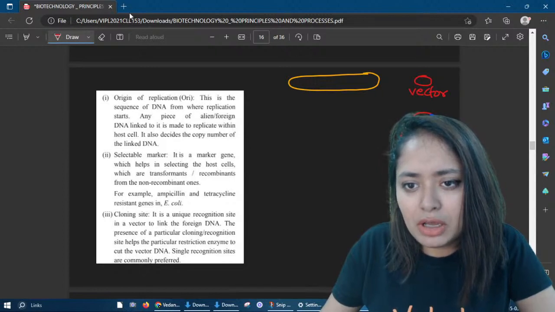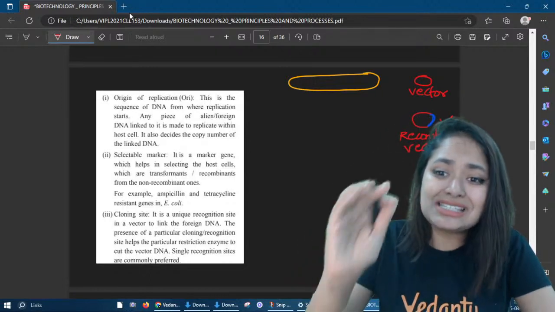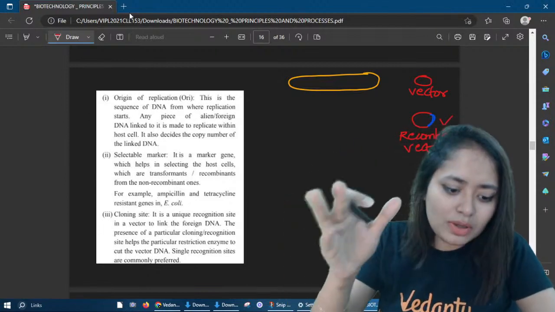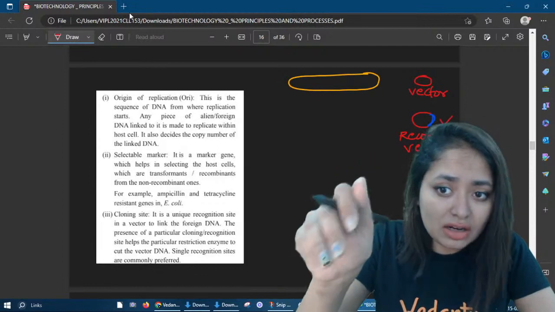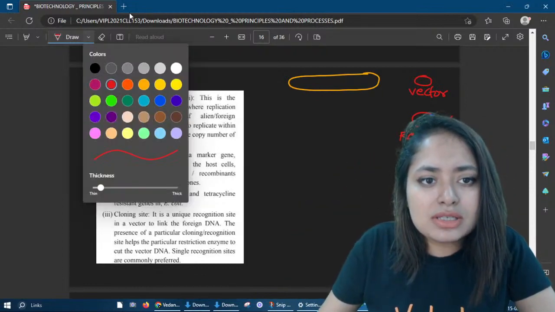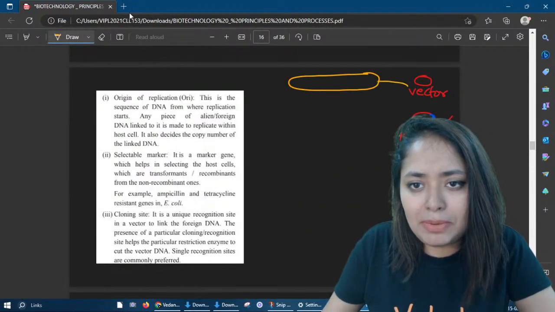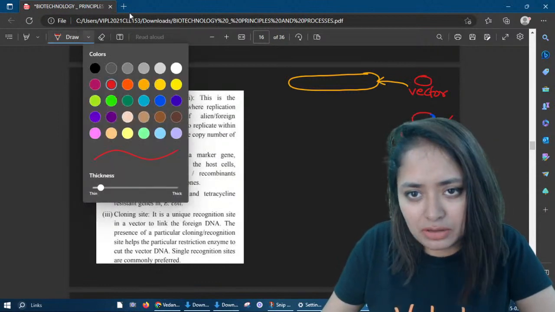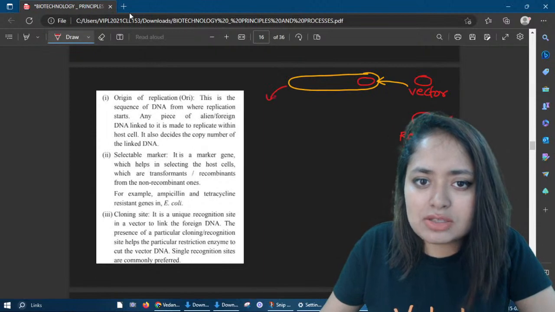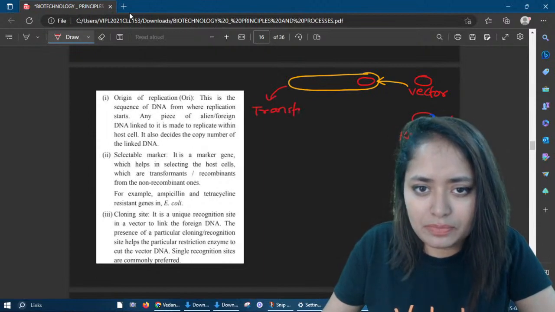Okay, why recombinant? Because this is what has the DNA of interest. The second one that I've made is the one that has the DNA of interest. So, that is a recombinant vector. Now, suppose this bacteria picks up this vector. If the bacteria picks up a vector, then the bacteria is called transformant bacteria.